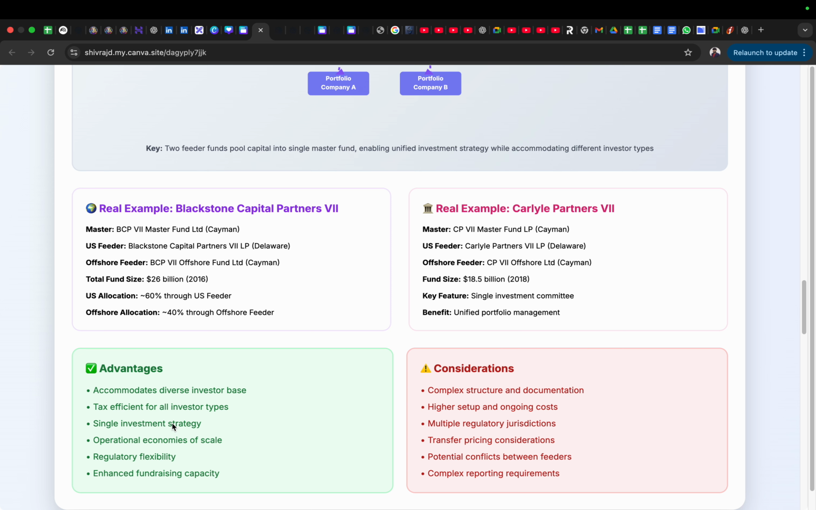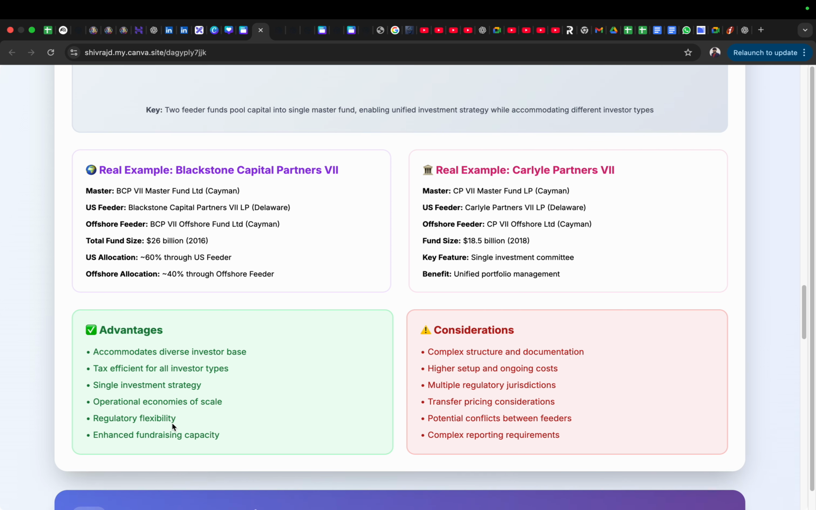Real examples: Blackstone Capital Partners 7, BCP 7 master fund, registered in Cayman and the US, with a US feeder and an offshore feeder. Total fund size is $26 billion. This data is as of 2016. US allocation is 60% through the US feeder and 40% through the offshore allocation.